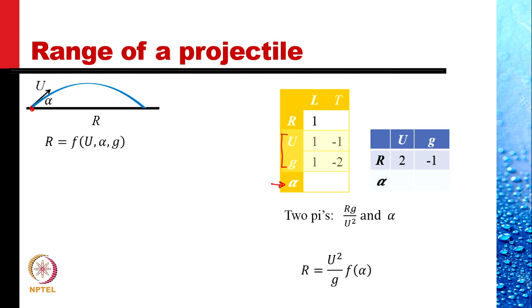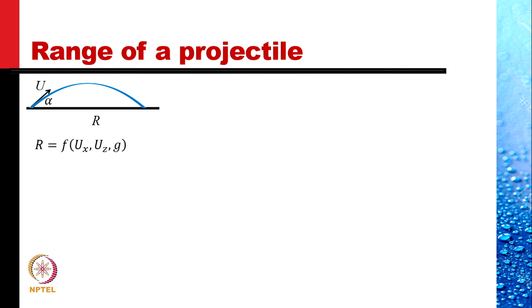So we resort to directional analysis. And while we do the directional analysis, a simple trick is converting u and alpha into ux and uz, the initial velocity in the x direction and the initial velocity in the z direction, which would be u cosine alpha and u sine alpha respectively.